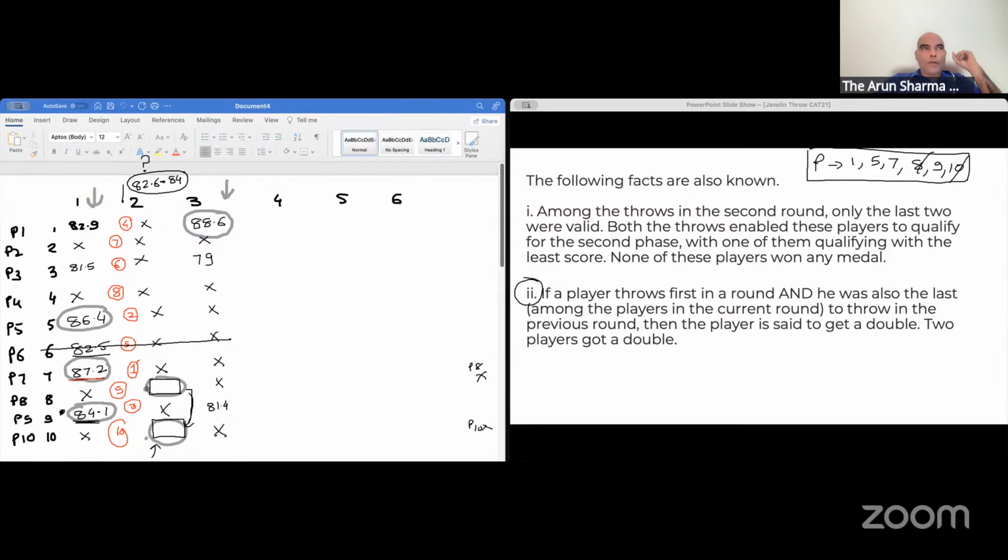So the key factor to understand is that in the first round, if the 10th thrower becomes the first thrower in the second round, then he'll get a double. We can see that this has not happened. There's no double here because the 10th thrower is P10 and the first thrower is P7 in the second round. So from the first round to the second round, the double has not happened.